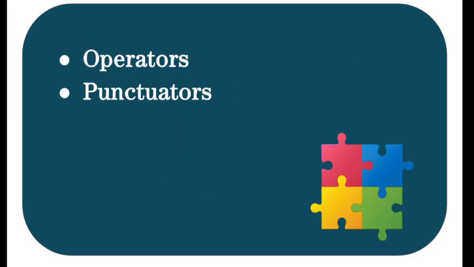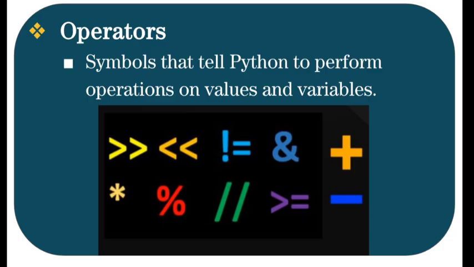Now, let's look at the next type of token, operators. Operators are like action words for Python. They tell Python what to do with the data or variables we provide. For example, if you want to add two numbers, you use the addition operator plus.